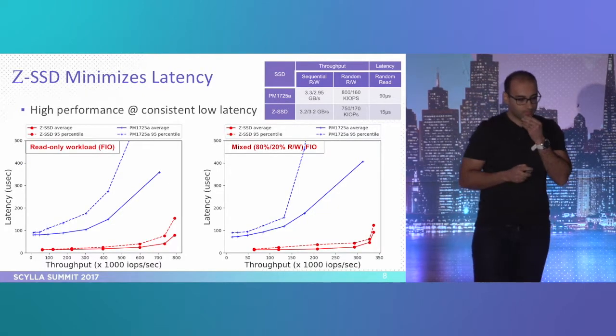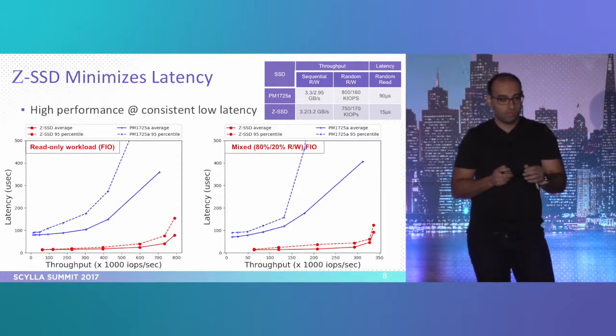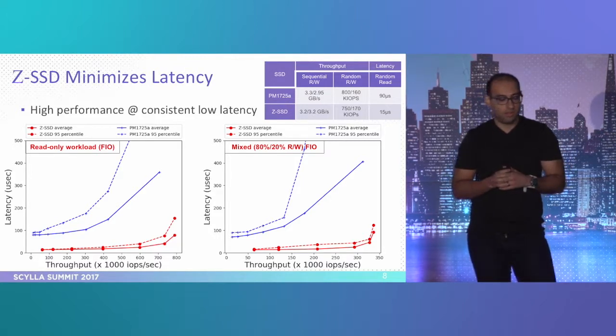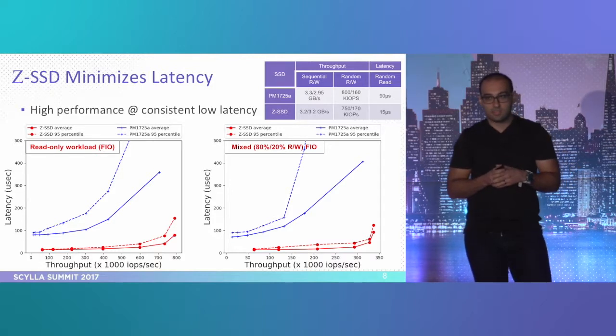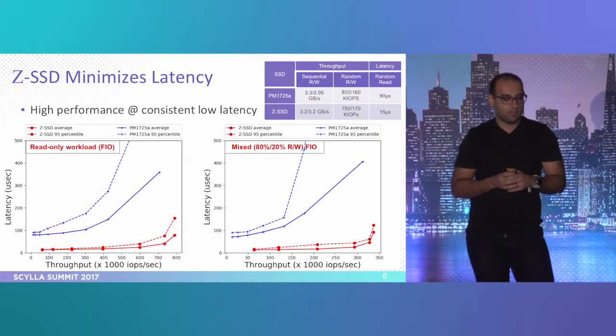Over here, we have some performance numbers. On the top right, you can see the specs of the two devices: the PM1725A, the top-of-the-line SSD that Samsung produces, versus the Z-SSD, the new device that Samsung introduced just a few months back. The throughput of the two devices is very close, very comparable. But in terms of latency, the spec says the Z-SSD is 6 times faster: 15 microseconds for the Z-SSD versus 90 microseconds for the PM1725A.